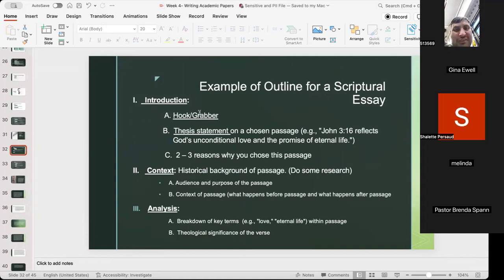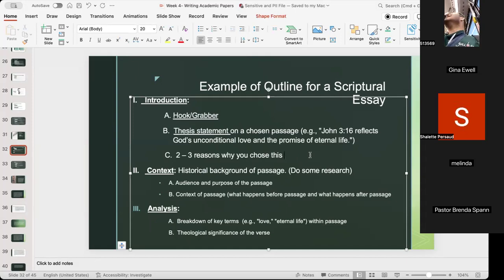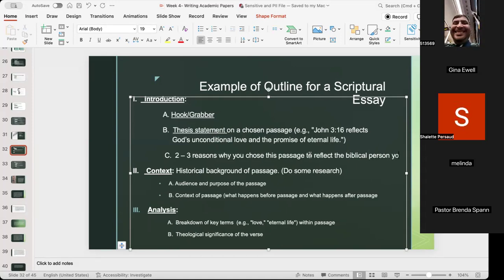So an example of an outline, possibly, for a scriptural essay. Your introduction should have your hook and grabber. We'll talk a little bit more about that. Your thesis statement on the passage that you're choosing that reflects why you chose the biblical person that you chose. Two or three reasons why you chose this passage to reflect the biblical person you chose.